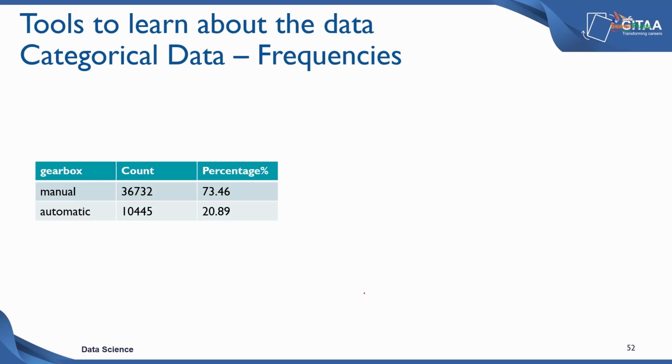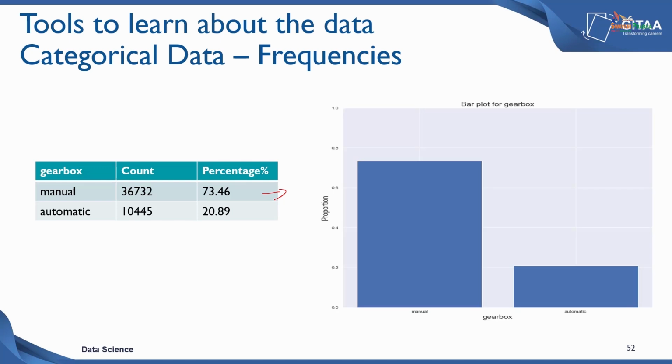Another example of categorical data, we had gearbox, which is either manual or automatic. We find that the majority of the vehicles that came into the market had a manual gearbox, and a very small number in automatic. When I say very small, relatively it's a percentage number. Again, a bar plot. So it's just an illustration of the same thing using another data piece.